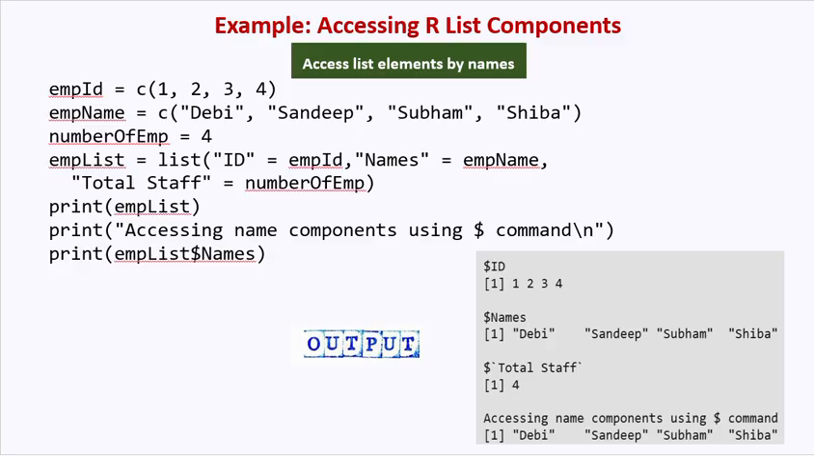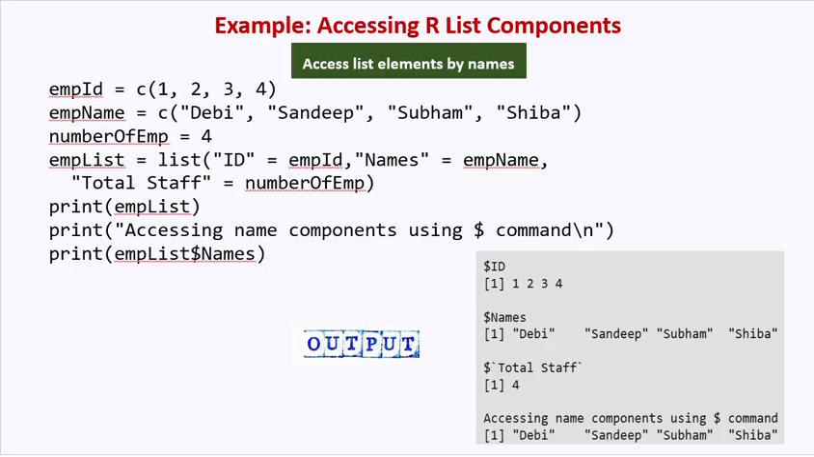So the same set we created earlier for the employee, which consists of the employee ID, the names of the employees and the number of employees there. This is what we created with the help of the list function. We created EMP list as a list. And now we are going to access the names of all the employees as we did earlier, but with the help of a name.